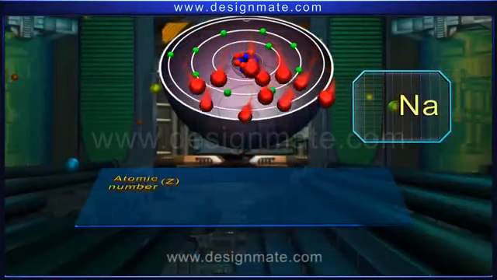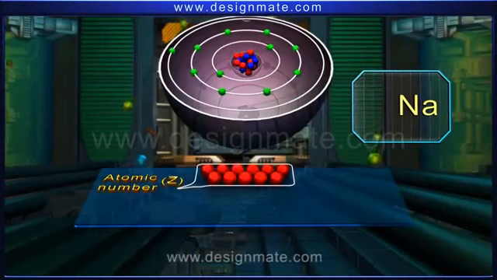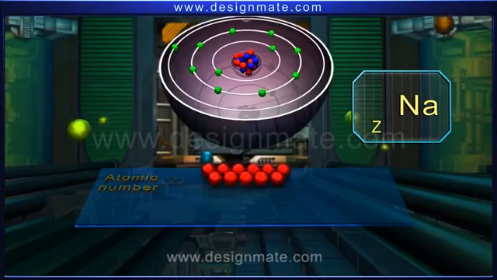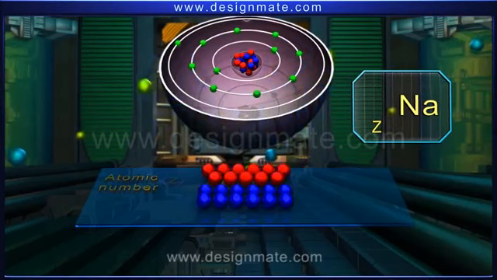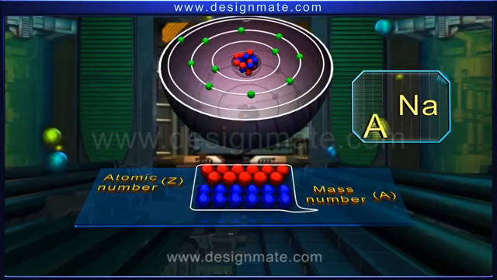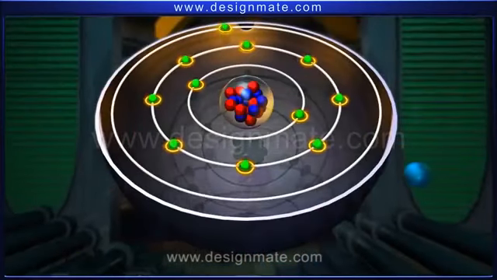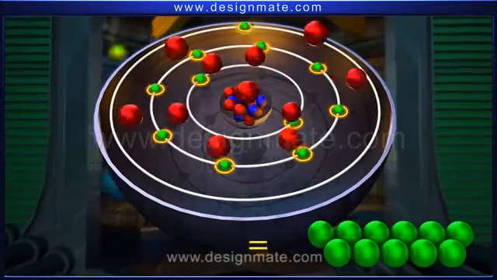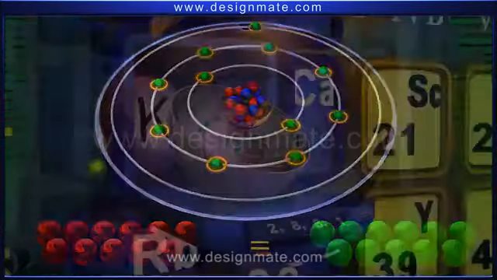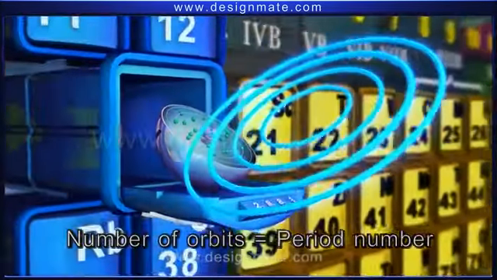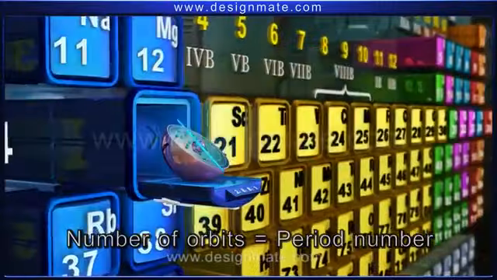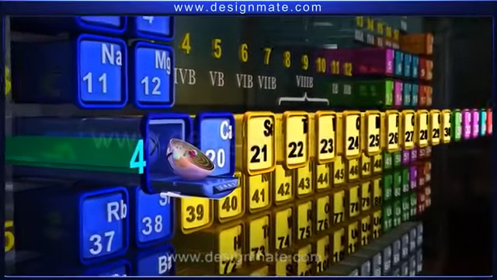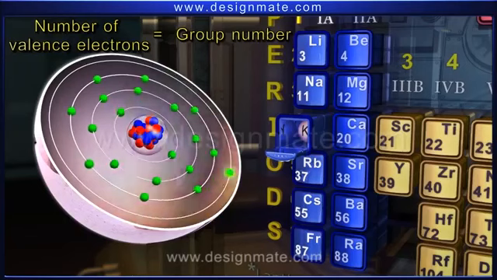Summary: we have seen that the number of protons present in the nucleus of an atom denotes its atomic number, while the sum of its protons and neutrons denotes its mass number. The atom is electrically neutral, as it has the same number of electrons as protons. The number of orbits in an atom of an element tells us the period to which that element belongs, while the number of valence electrons decides the group number of that element in the modern periodic table.